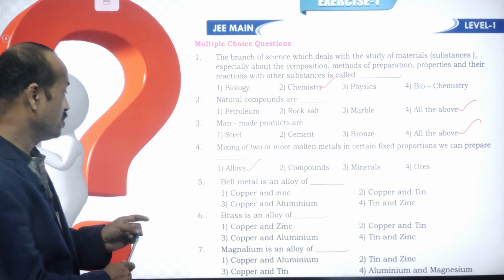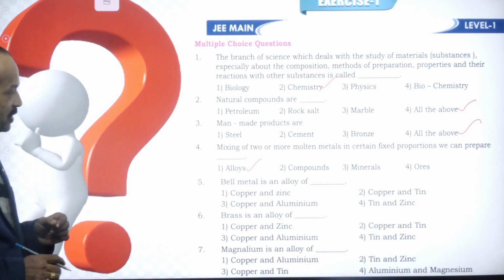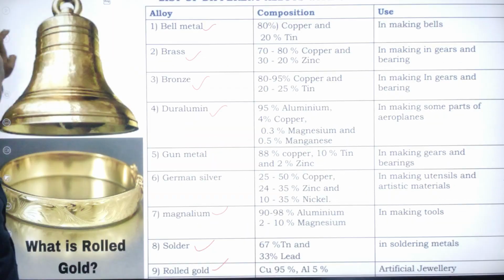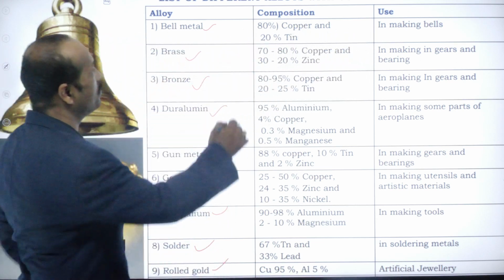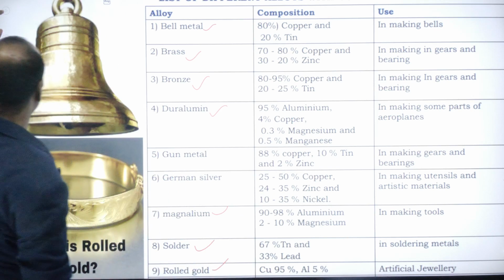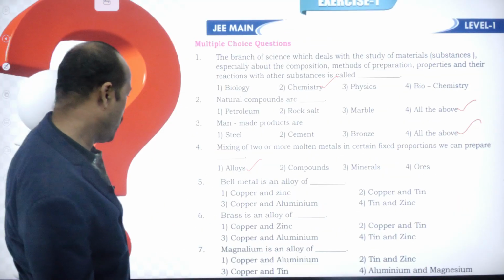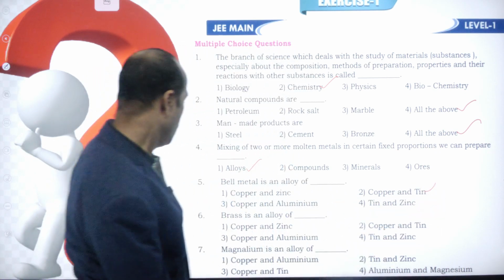Bell metal. Now you see the bell metal. First one was a bell metal only. So, first one was what? Bell metal. Did you remember? First one was a bell metal. See, I remember here. Okay. So, what is the composition here? Copper and tin. Right? So here, copper and tin. This is the right answer.